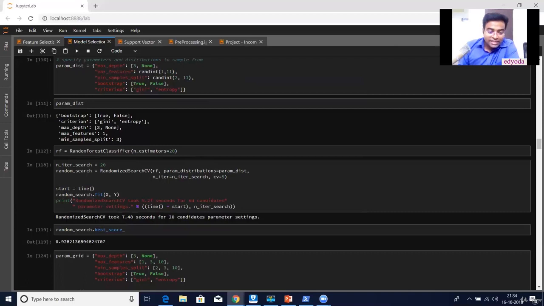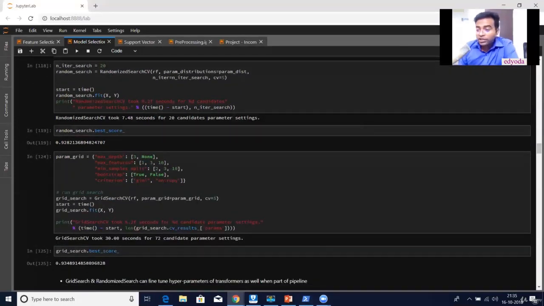7.48 seconds. As you can see here, before doing the fit, you are doing start equal to time, and after the fit is done, you calculate the time again and find the difference. This tells you how much time it took to execute the step. This one took around 7.48 seconds, and you got an accuracy of 92.8. The same thing you try to achieve using grid search, and you see that it took 30 seconds, and the best score was 93.4. Of course, we don't see a huge difference between them, but in terms of time, we see a huge difference.